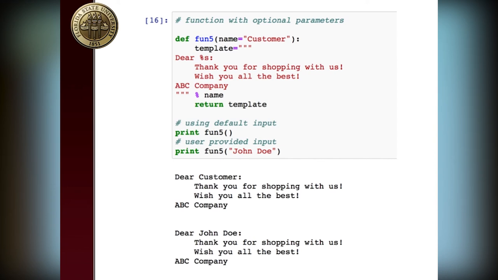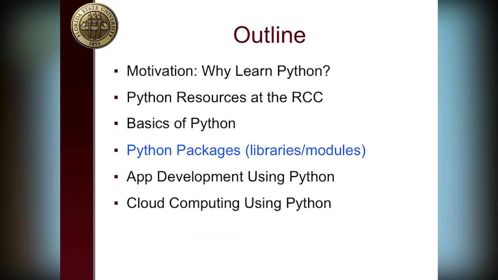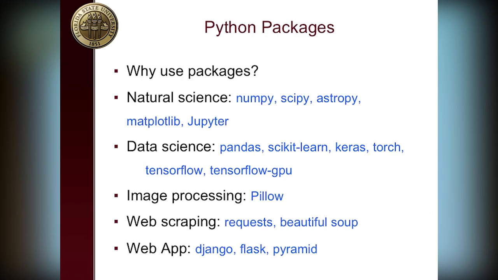Okay. So Python packages, libraries or modules. Why use packages? There are so many packages that come with Python. That's why it makes your life easier. For natural science, we have NumPy, SciPy, even for astronomers, AstroPy. If you want to plot something, you use the famous matplotlib and the Jupyter thing. I remember when I was trying to publish my first paper in Physical Review, I used Mathematica to draw some plot. Then I got quite humiliated by the referee saying that the plot is of such poor quality. Then later I used matplotlib, okay? And Jupyter is another thing.